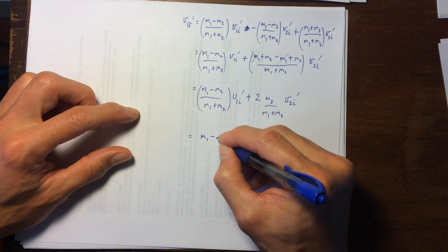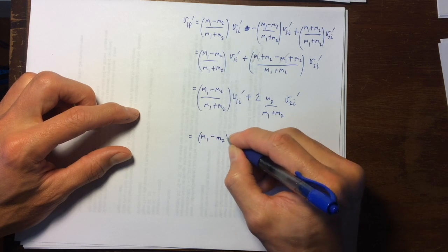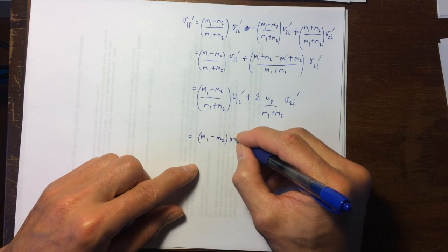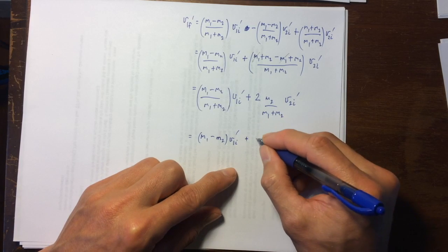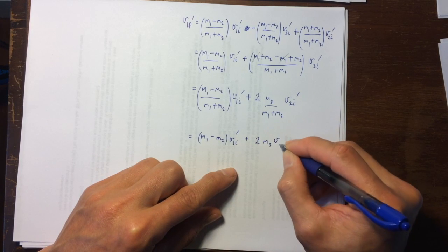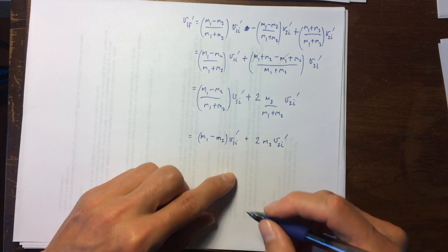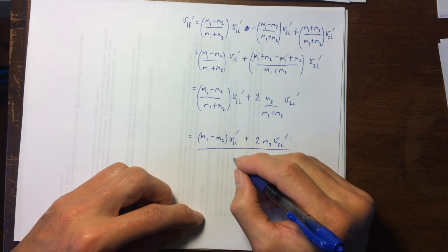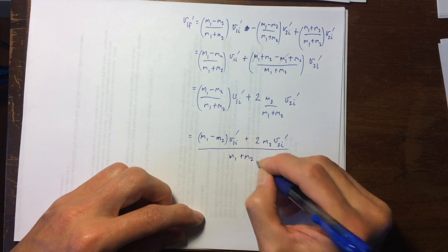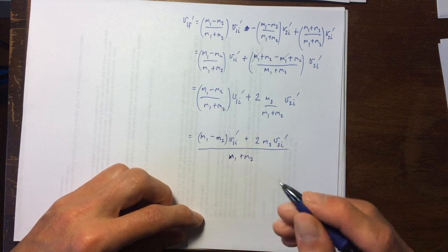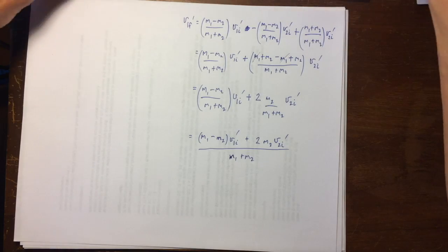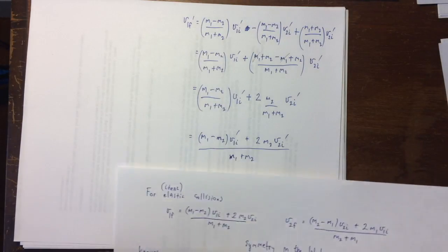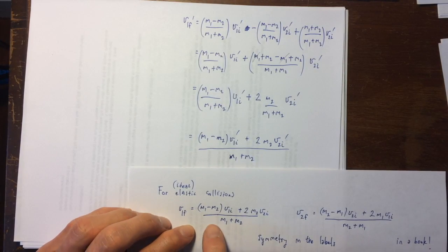m1 minus m2, v1 initial prime plus 2 m2 v2 initial prime, all divided by m1 plus m2. Which is here.